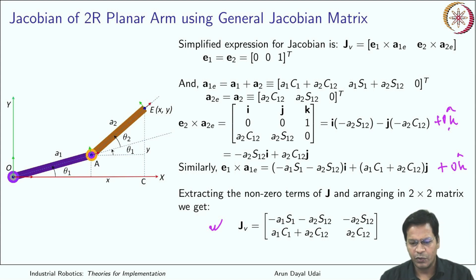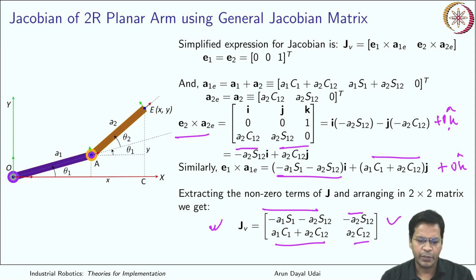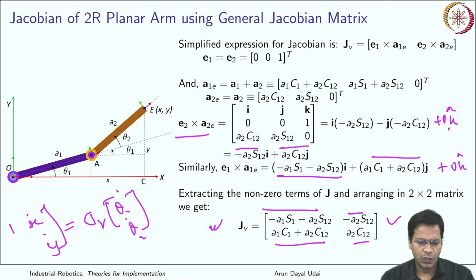So if you write them in column manner, it is minus A2 S12, it is here. And A2 C12, it is here. This comes here. This one will go here. So this is your Jacobian. This relates the joint rates theta 1 dot, theta 2 dot to the end effector rates, that is X dot and Y dot. Got it? So this is a 2 cross 2 matrix.